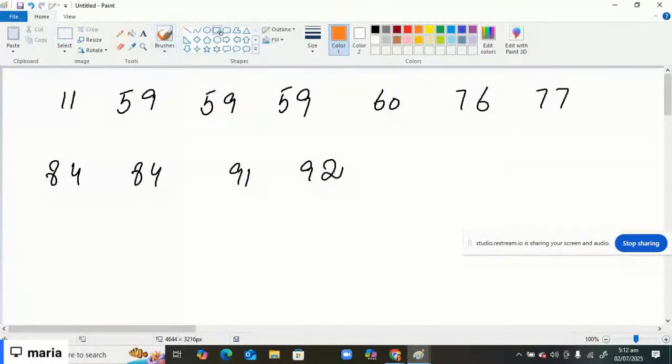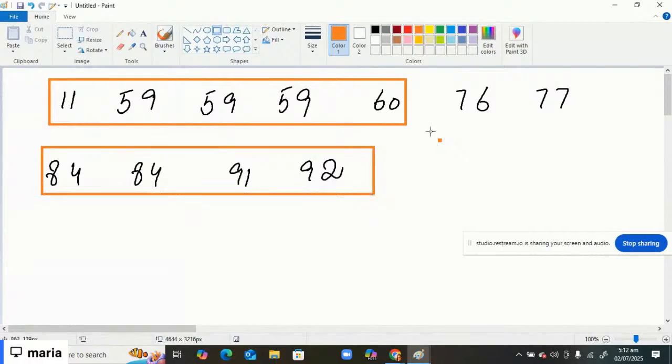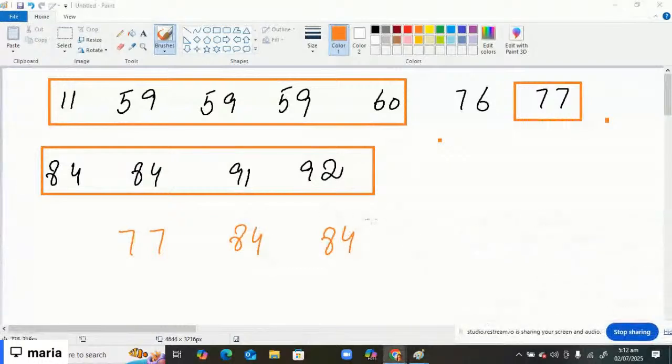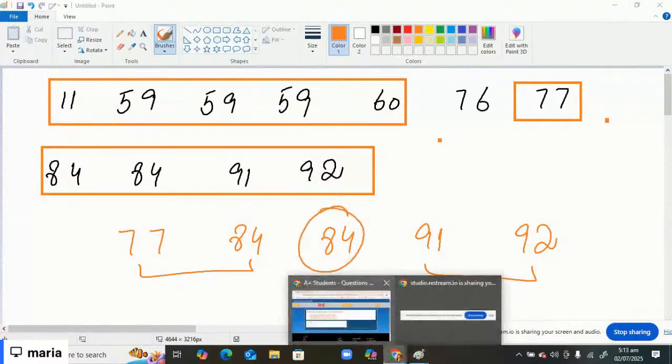First of all, count how many in total: 1, 2, 3, 4, 5, 6, 7, 8, 9, 10, 11. So 5 from this side and 5 from this side. So these are all the upper ones: 77, 84, 84, 91, and 92. 2 from this side, 2 from this side, and this is our answer. That is 84.